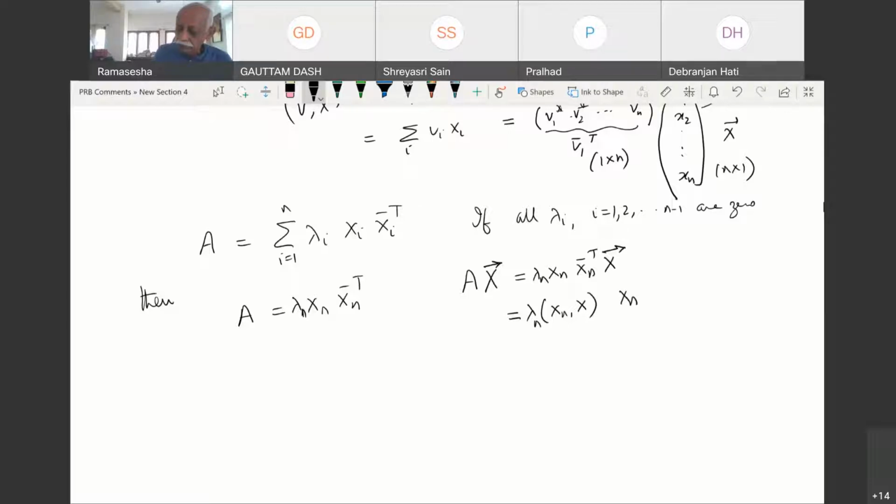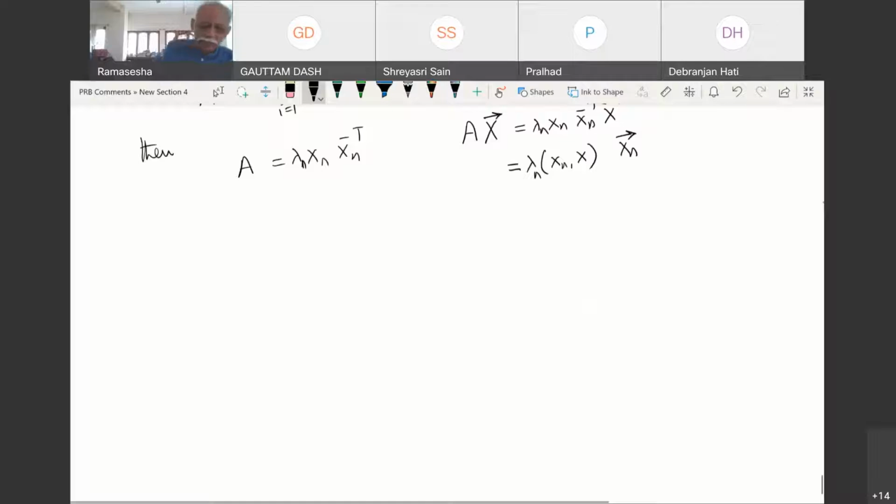So what I am finding is that if A is of rank 1, as I have shown here, because all the n minus 1 eigenvalues are 0, then A x is going to be just proportional to x_n. So it is necessary and sufficient: any matrix written as U V bar transpose is a matrix of rank 1.